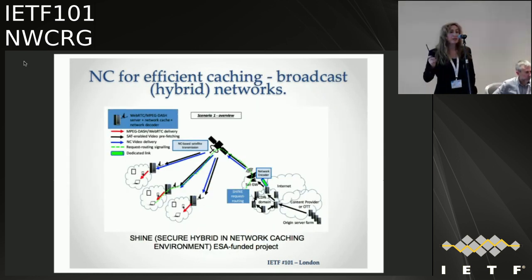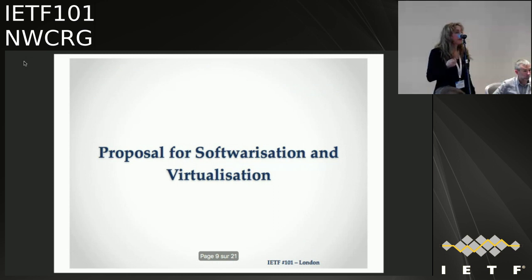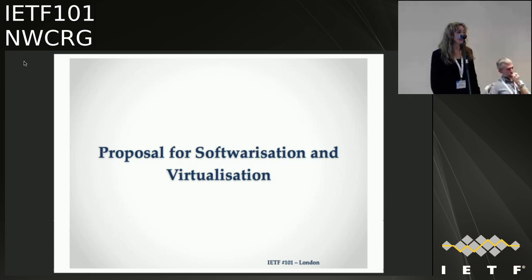Next. Then you can see we have yet another completely different use case, which is the use of network coding for efficient caching. In this case, while in the other case it was an overlay network, here we have a broadcast, also hybrid, network where the satellite is. And in this case, the use of network coding is for efficient multicast, so you can populate the caching efficiently. So these are very different use cases where our ideas can be applied.